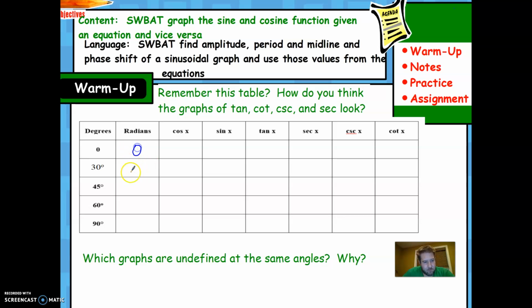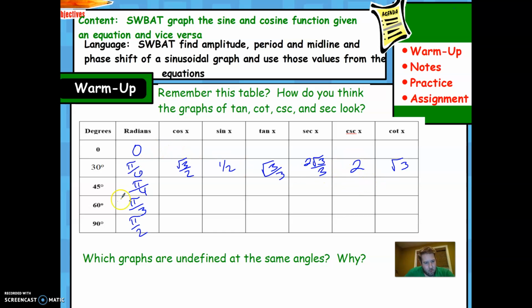So 0 degrees is 0 radians. We know that 30 degrees is pi over 6, this is pi over 4, this is pi over 3, and this is pi over 2. I'm going to start with 30 degrees. Sine of 30 degrees is 1/2. Cosine is square root of 3 over 2. And tangent of 30 degrees is square root of 3 over 3. The reciprocal of that is square root of 3, the reciprocal of 1/2 is 2, and the reciprocal of cosine is 2 times the square root of 3 over 3.